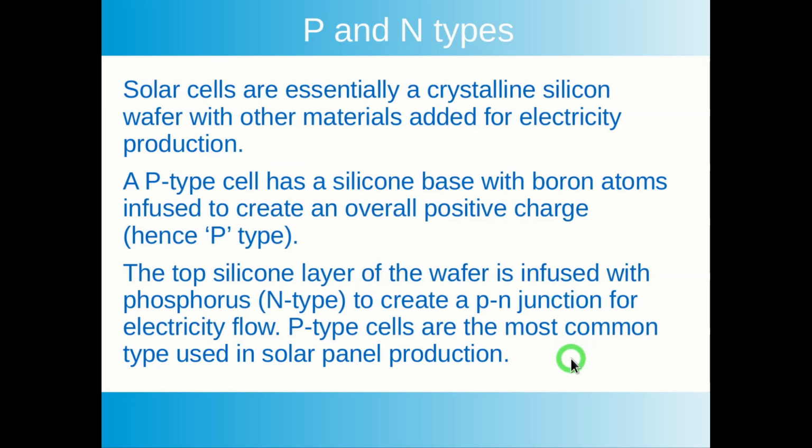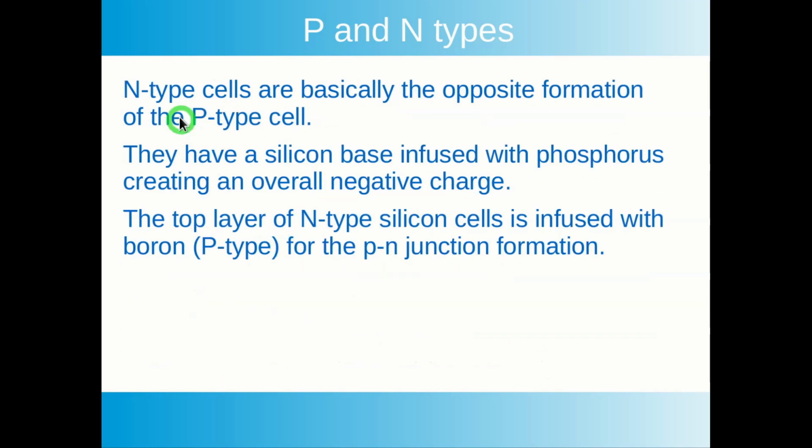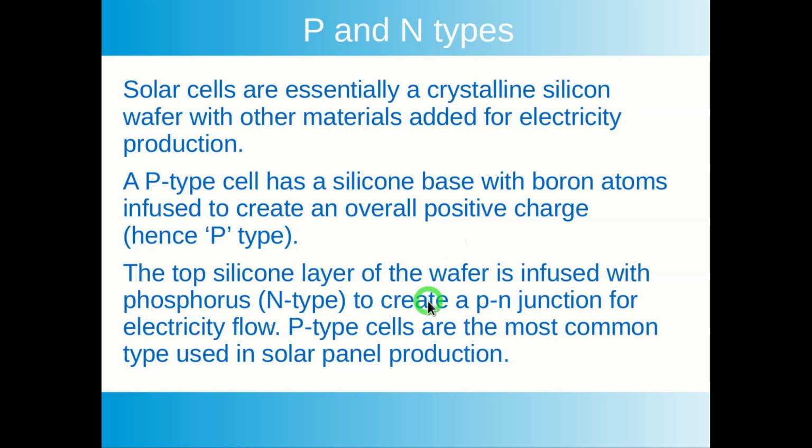P and N types. There are two types of monotype cells. One is the P-type and one is the N-type. The P-type has a silicon base with boron atoms to create the overall positive charge. The N-type are basically the opposite of the P-type. They have a silicon base infused with phosphorus, and the N-type uses phosphorus atoms to create the negative charge.